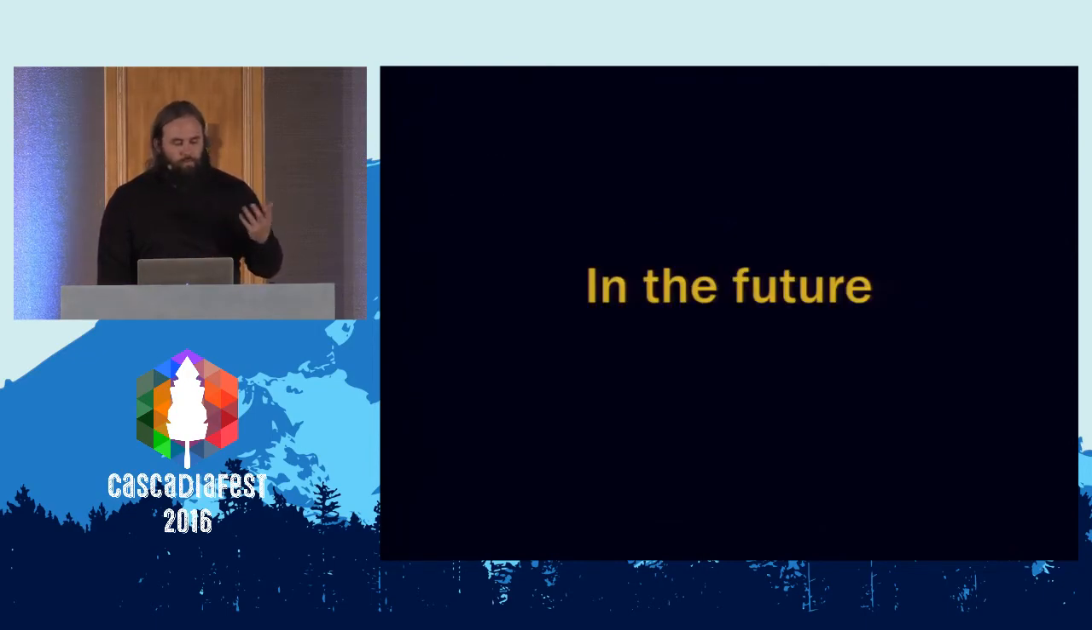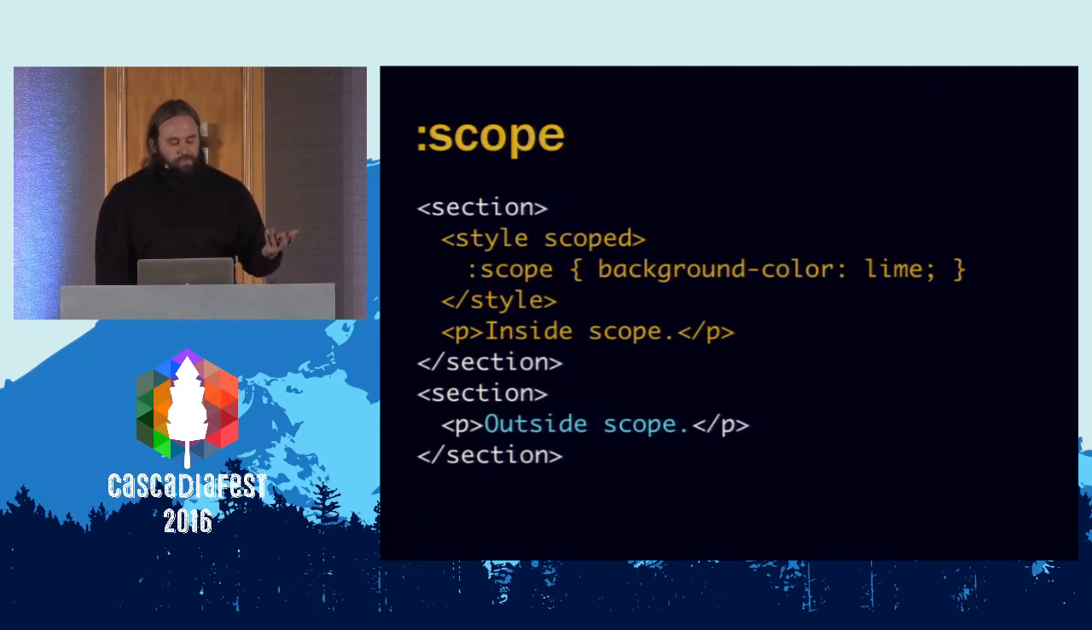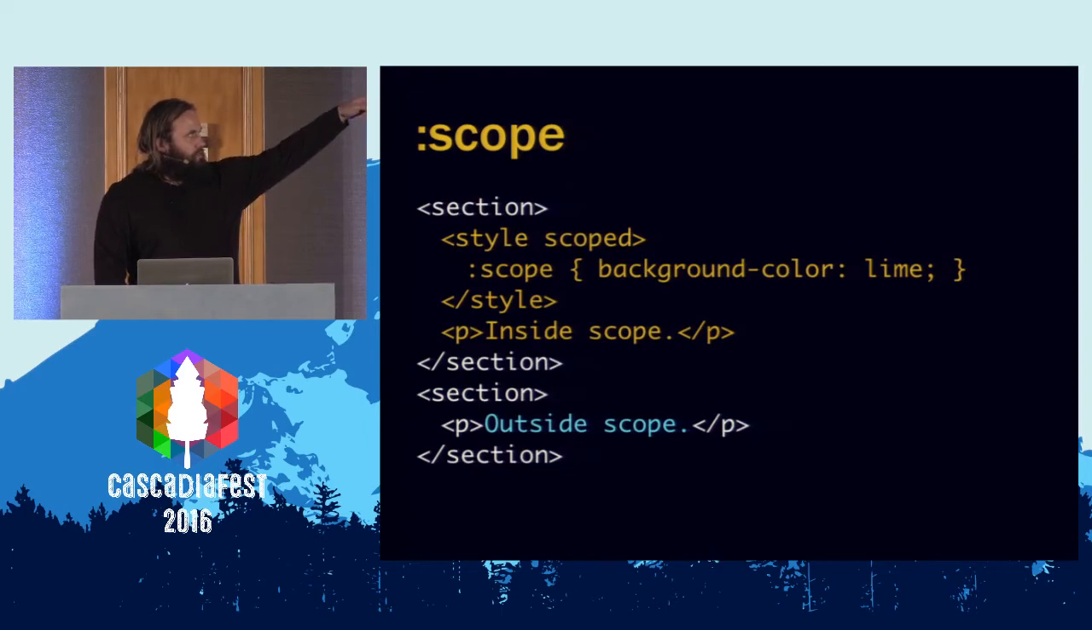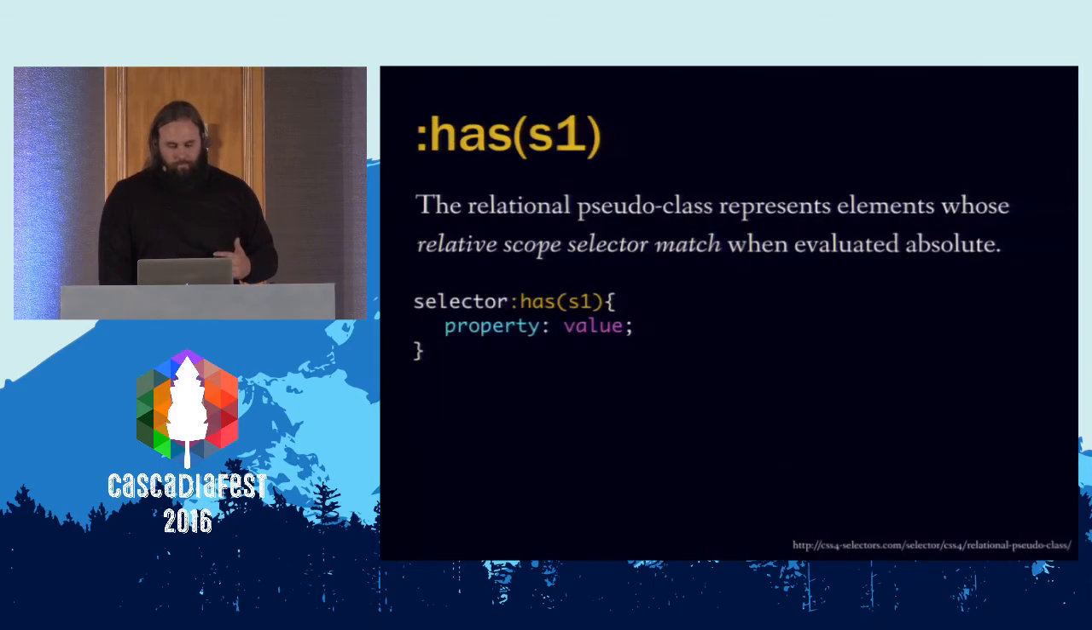In the future, so hopefully these are coming soon. So there's scope, and styles applied within the parent element of a scoped HTML. I guess you'll see this in some CMSs. But your style scoped, and then you can do either styles within that, or you can target that internal or inline style. Mozilla states selectors can be matched with an explicit set of scope elements. This is a set of elements providing a reference point for selectors to match against, such as that specified by querySelector in the DOM. Basic support for it is in Chrome, but it's coming.